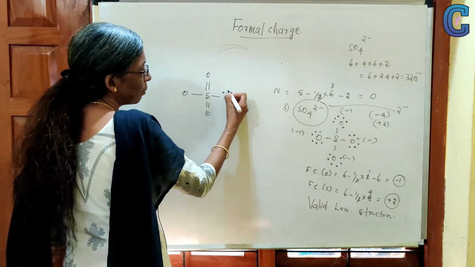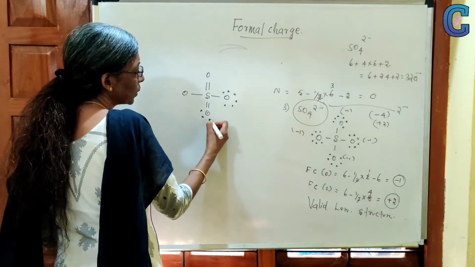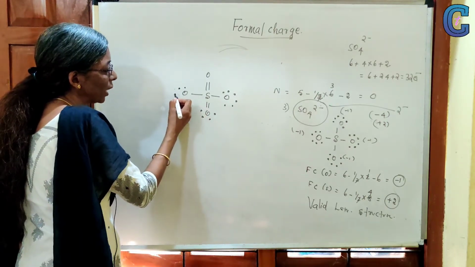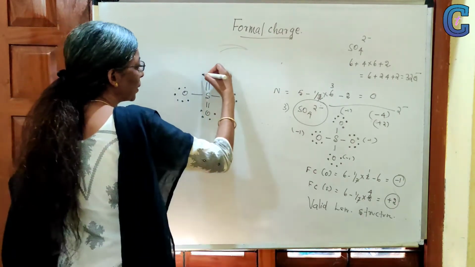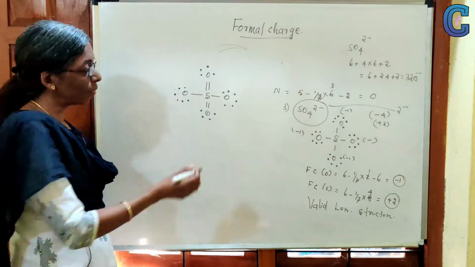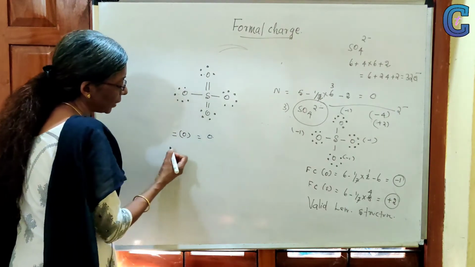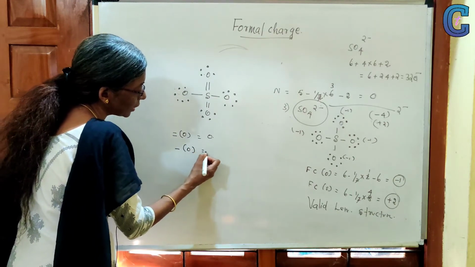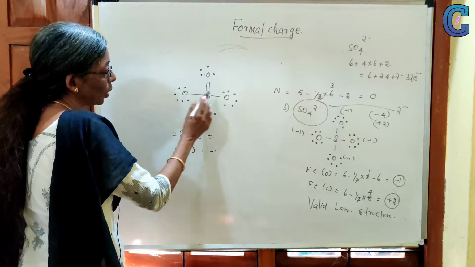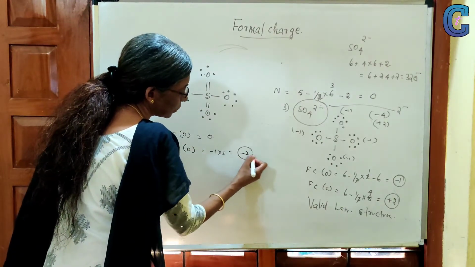Okay, so here, single bond: 1, 2, 3, 4, 5, 6. Here 1, 2, 3, 4. Here how many will be there? 1, 2, 3, 4, 5, 6. Here there will be 1, 2, 3, 4. Okay, we already studied double bond oxygen. What will this charge be? 0. Single bond oxygen formal charge is equal to -1. So how many single bond oxygens? 2. -1 into 2 is equal to -2.